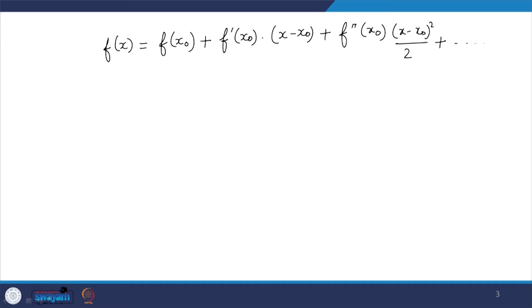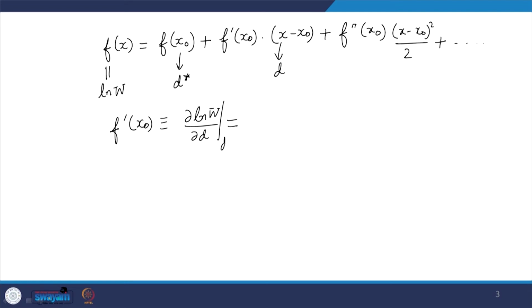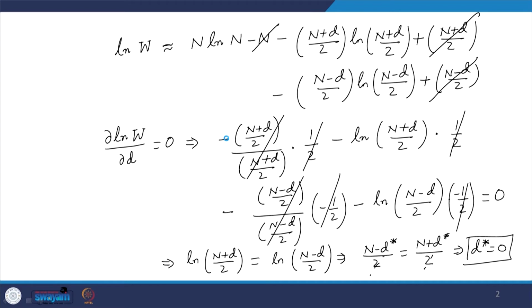In this case again f is the same as my ln of w, and x naught is the same as my d star, and x is some value d for the displacement. So, then again we have f prime of x 0, that is equivalent to dou ln w by dou d, that is evaluated at d star, and we already have found it earlier, that is right here.